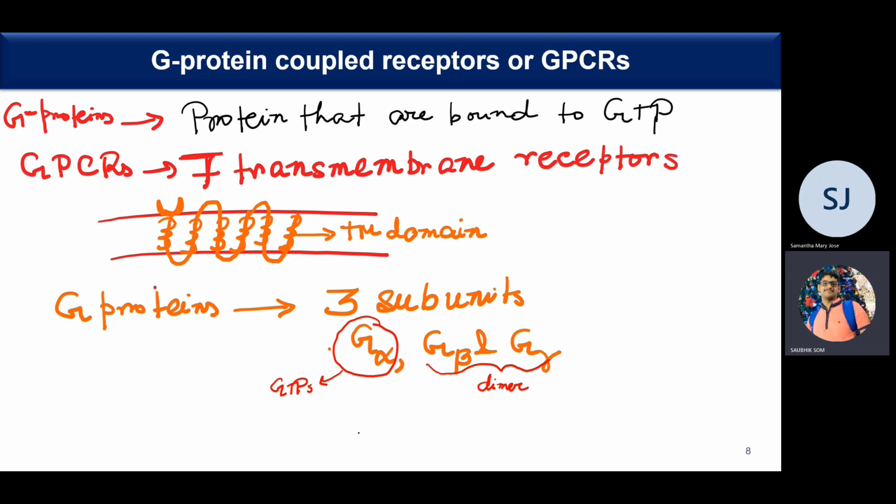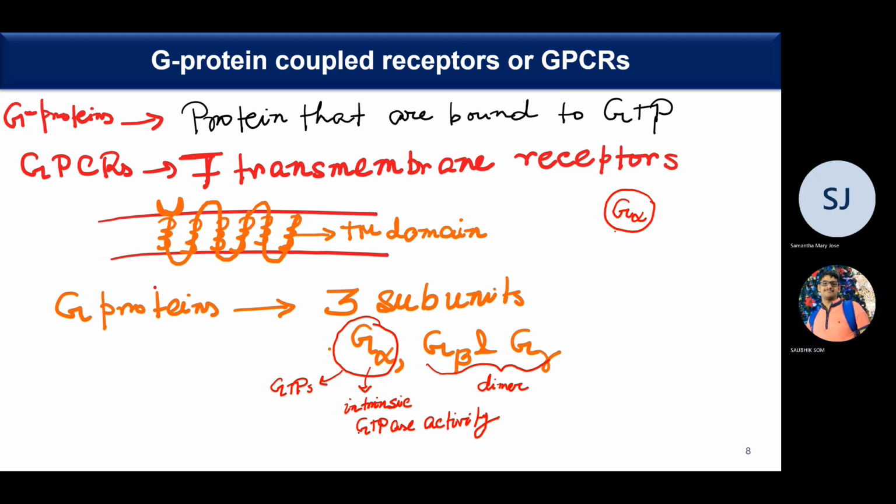So this G alpha subunit has an intrinsic GTPase activity. What do I mean by intrinsic GTPase activity? What I mean by that is that if a GTP is bound to a G alpha subunit, like this, so this is a GTP, it has an intrinsic GTPase activity to convert GTP to GDP. This is kind of the basics of GPCRs.